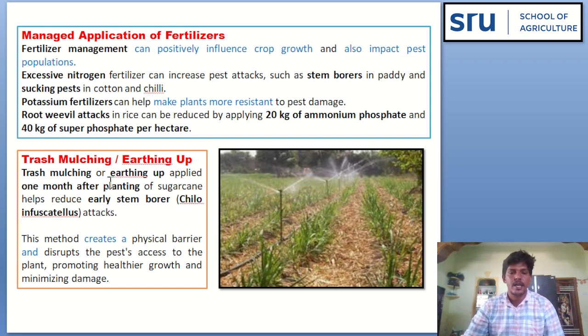Next technique is trash mulching or earthing up. Trash mulching or earthing up is done one month after planting in sugarcane. This technique helps in reducing the early stem borer attack, that is Chilo infuscatellus. This method creates a physical barrier between crop and pest and disrupts the pest access to the plant, promoting healthier growth and minimizing the damage to the crop.